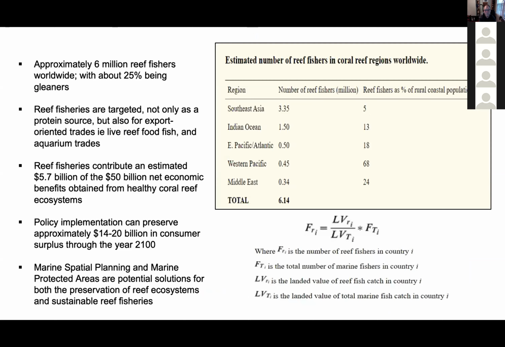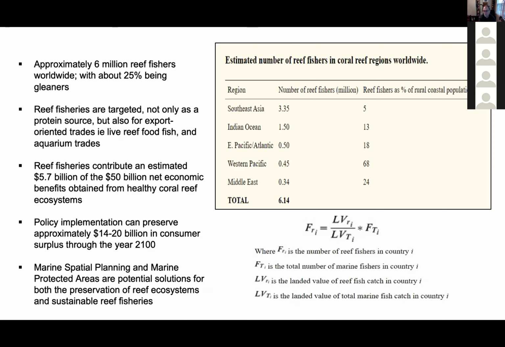There are approximately 6 million reef fishers worldwide, with about 25% being gleaners, which are women and children mainly in rural areas. Reef fisheries are targeted not only as a protein source, but also for export-oriented trades like live reef food fish and aquarium trades. And reef fisheries contribute an estimated $5.7 billion. And these are worldwide statistics. They contribute an estimated 5.7 billion of the 50 billion net economic benefits obtained from healthy coral reef ecosystems.